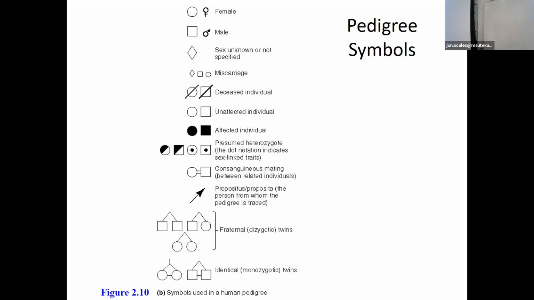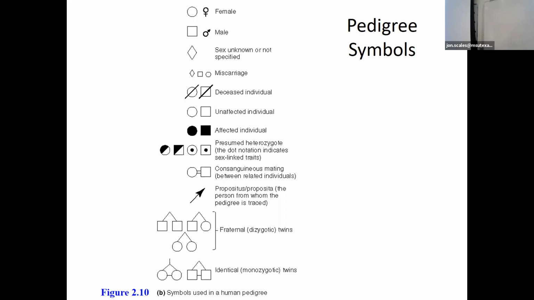If we know that the gene is present on one of the sex chromosomes, you can use a dot, or you can fill in half of the box. Sometimes also, if the individual is heterozygous, we fill in half the box. But most of the time, neither of these two are going to be used. It's either just going to be affected or unaffected.